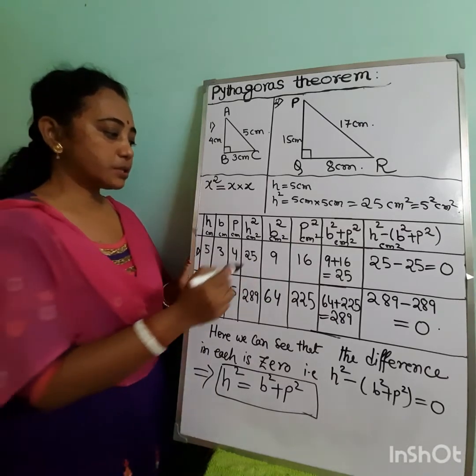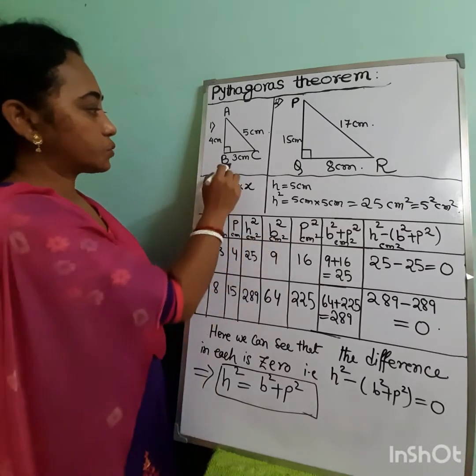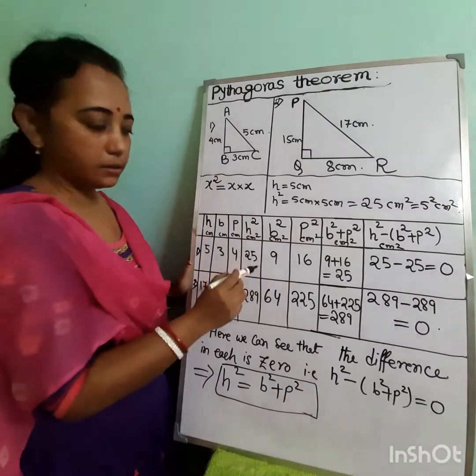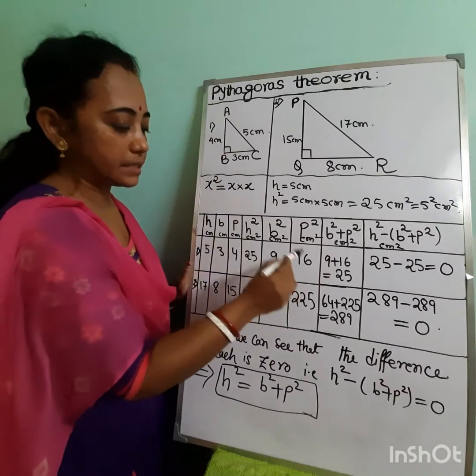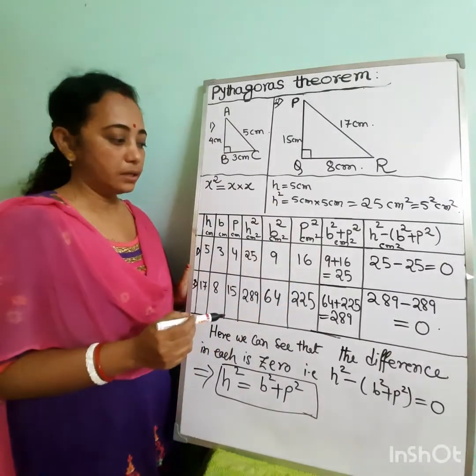Now, come to the next, base square. Here base square means 3, so 3 square is 9. Perpendicular square, here perpendicular is 4, so it is coming here 16, because 4 into 4 is 16.